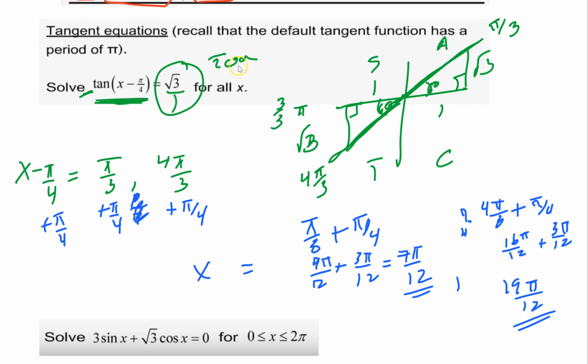So where does tan equal rad 3 at? Well, it's positive, so quadrant 1 and quadrant 3, because all students take calculus. Rad 3 over 3, so I knew it was 60, sorry, which is pi over 3. And then once you solve it, solve the inside part. Add the pi over 4 to both sides.